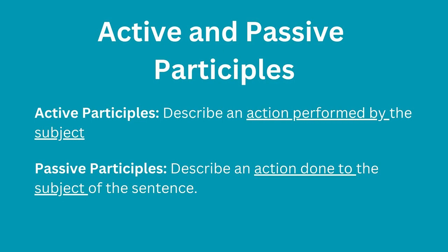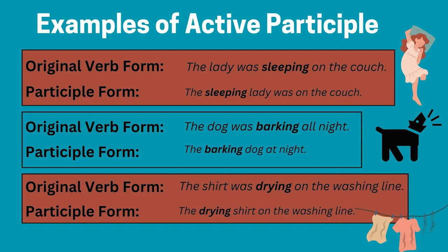Active participles describe an action performed by the subject. Passive participles describe an action done to the subject of the same sentence. Let's take some examples. Examples of active participle. All of these examples in their original verb form are in the past continuous. Let's transform them into the participle form.